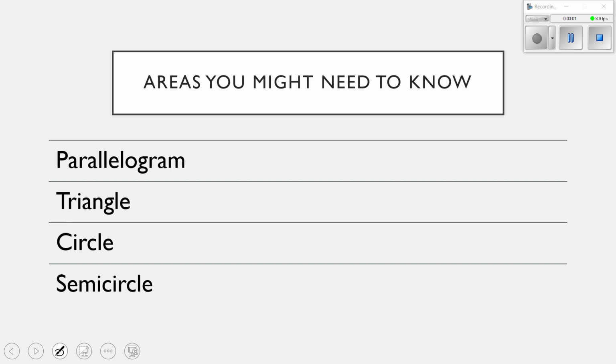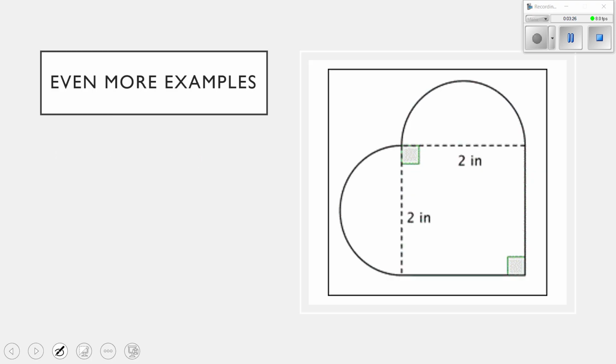Now, to refresh you on some of your area formulas, you have parallelogram, which is equal to base times height, triangle, which is base times height divided by 2, circle, which is pi r squared, and semicircle, which means half a circle, so pi r squared divided by 2. These are going to be your most common formulas. Of course, you could use any area formula you know, but these will be your most common ones. So let's do some more examples.